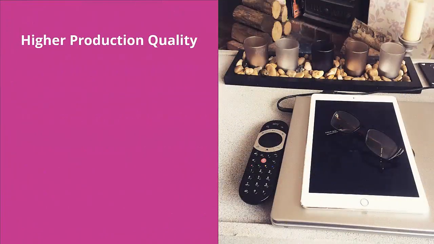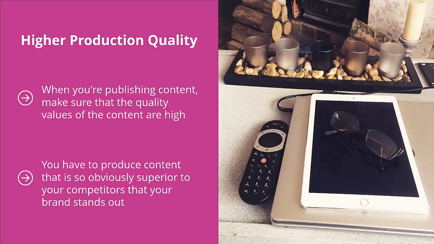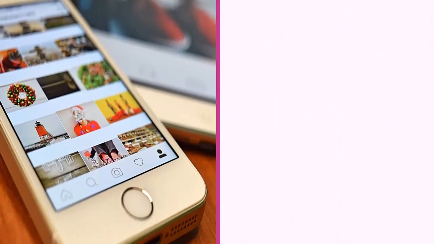Higher production quality. When you're publishing content, make sure that the quality values of the content are high. This means high resolution, crisp imagery, the colors are top-notch. Also, the composition has to be really good. You have to produce content that is so obviously superior to your competitors that your brand stands out. That is the standard you should aim for.